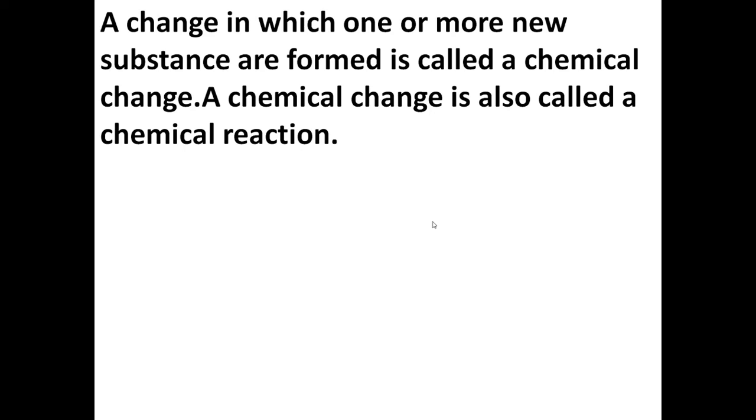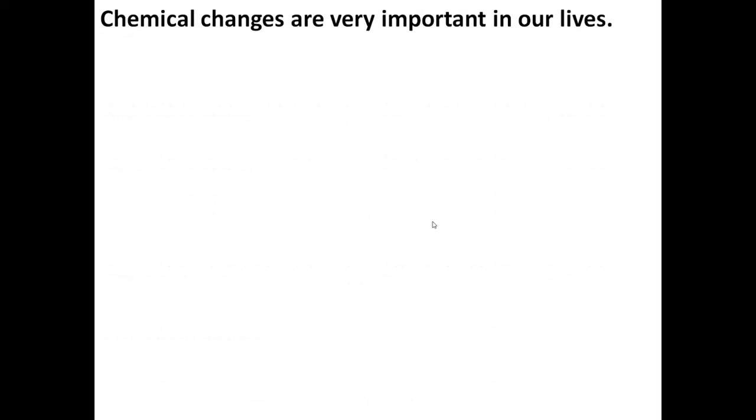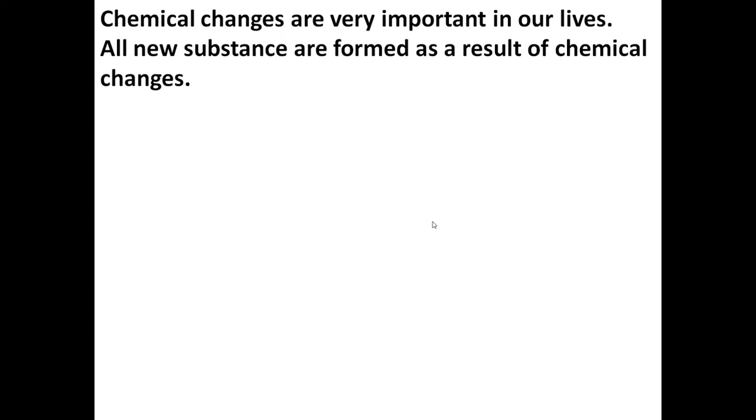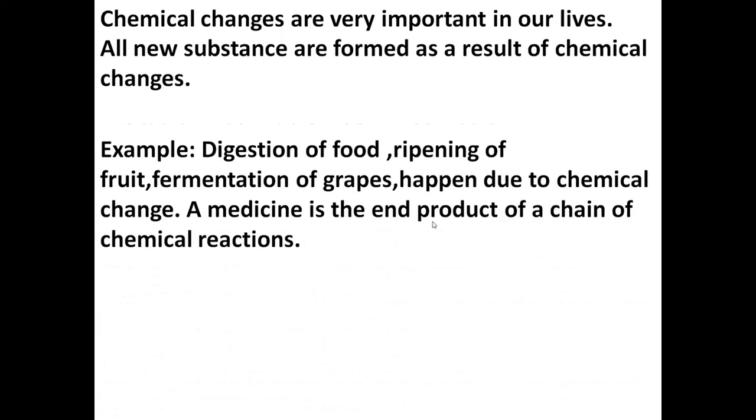Now, since we have seen many activities and reactions, and we have tried to see with the help of images what a chemical change is, let us write and try to understand what is meant by chemical change. A change in which one or more new substances are formed is called a chemical change. A chemical change is also called a chemical reaction. Chemical changes are very important in our lives. All new substances are formed as a result of chemical changes. Whatever new substances are getting formed, it is a result of a chemical change.